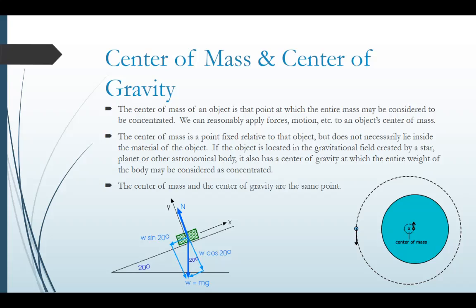So if the object is located in the gravitational field created by, say, a star or a planet or anything like that, it also has a center of gravity at which the entire weight of the body may be considered as concentrated. Now, the center of mass and the center of gravity are often the same point, but they don't have to be. Okay. And so we have to keep that in mind as we move forward. Okay, there's your center of mass in the middle from where all the vectors are leaving.